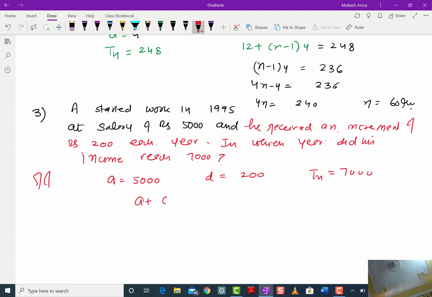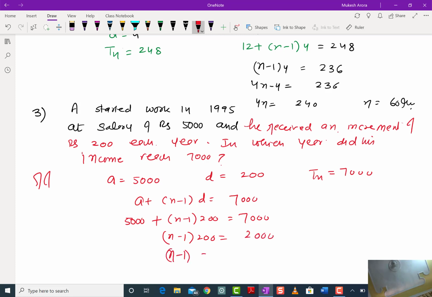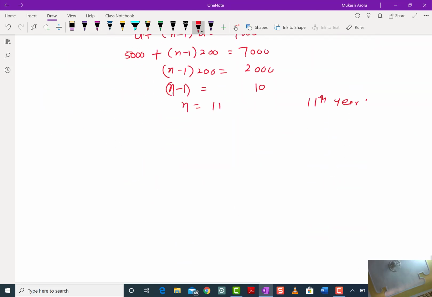So A plus (n minus 1)d is equal to 7,000. 5,000 plus (n minus 1) into 200 is equal to 7,000. (n minus 1) into 200 is equal to 2,000. n minus 1 is equal to 10 and n is equal to 11. In the 11th year he will get the salary of 7,000.